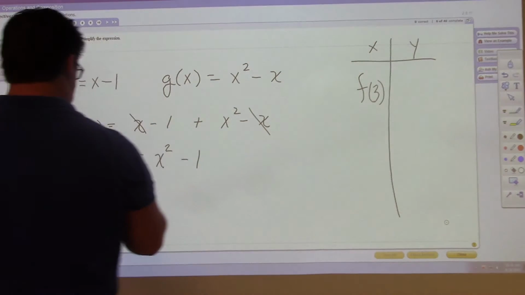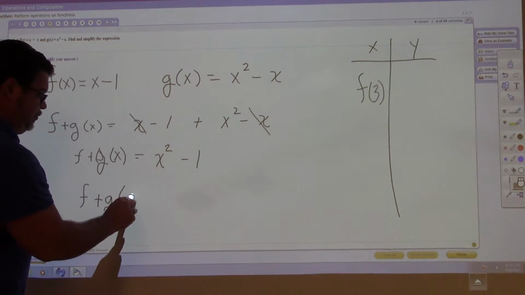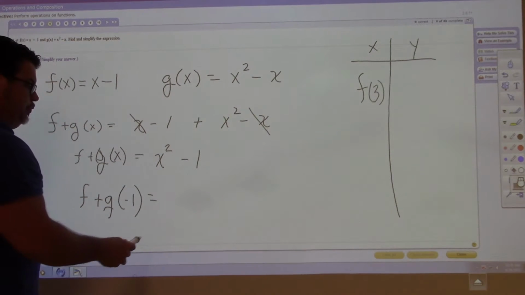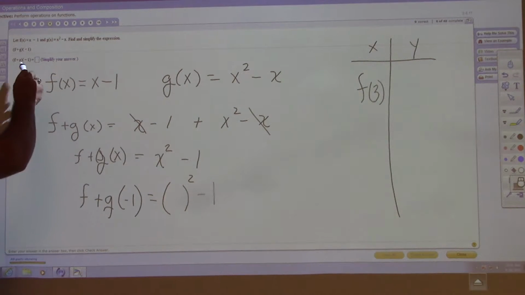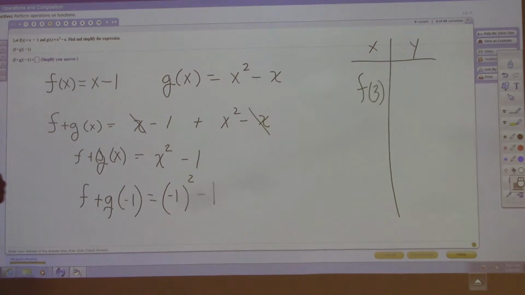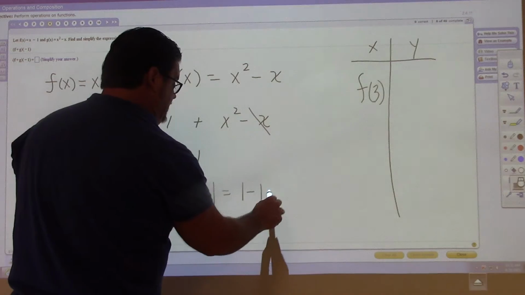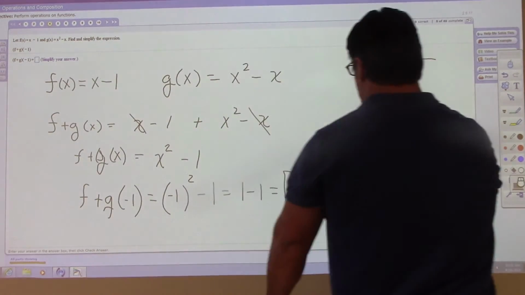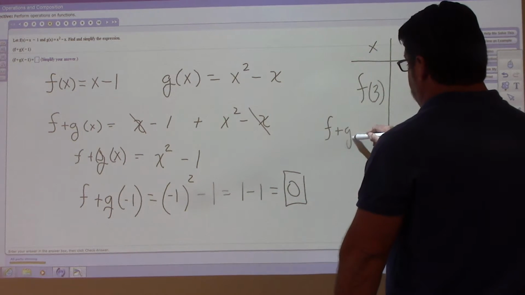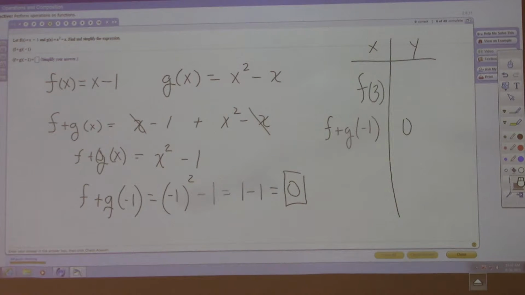A -1. So f plus g of -1 is equal to parentheses minus 1. And we're going to plug in a -1. And what's -1 quantity squared? 1. So 1 minus 1 is 0. So f plus g of -1 is equal to 0.